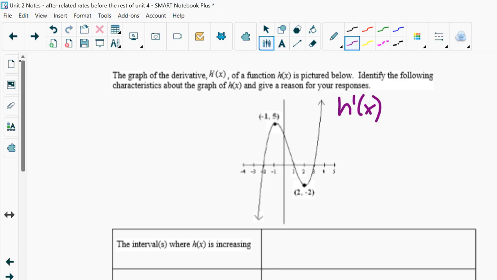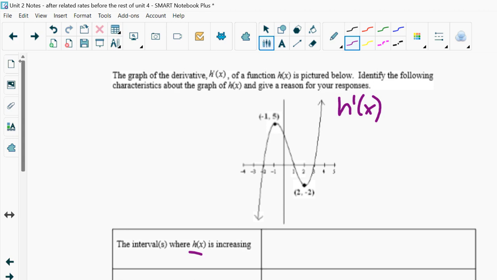So anytime I see a graph on a test, whether it's my test or an AP test, the first thing I'm going to do is label what it is. Is it the function or is it the derivative? Because it's very easy to look at it the wrong way and then get all the answers wrong. So now this is the derivative, and it wants to know where the function is increasing.